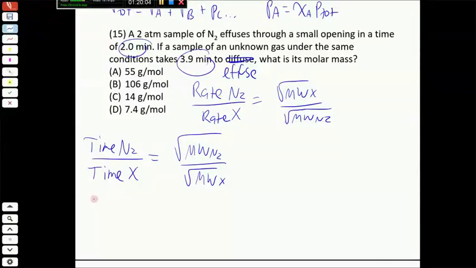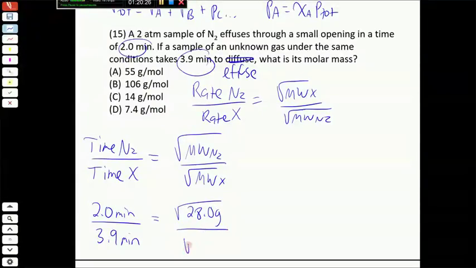So if we put the numbers into the equation, what we see is that it took 2.0 minutes for N2 to effuse, 3.9 for our unknown, and that's equal to the square root ratio of the molar masses. So the molar mass of N2 is 2 times 14, or 28. So that means the number we get should be bigger than 28 because our unknown gas is moving slower. And that's going to be our unknown, or in this algebra expression, the molar mass of X.